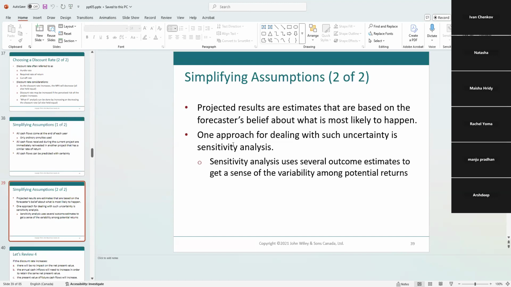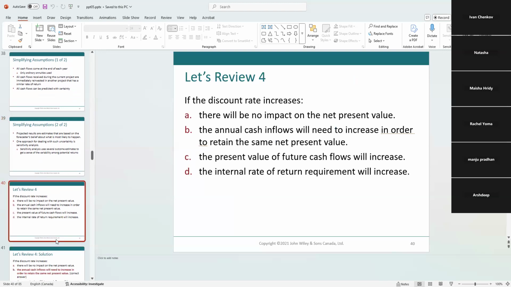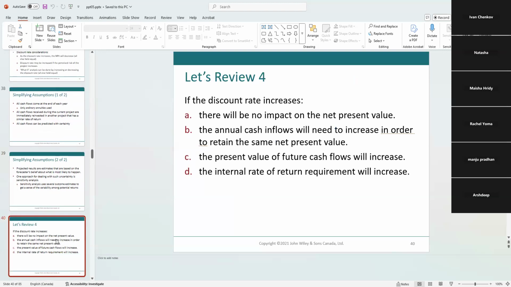How we deal with the uncertainty is by presenting a sensitivity analysis. In the sensitivity analysis, we use several outcomes for the estimates to get a sense of how risk averse you are and what the potential impact is on our project. It's the same thing that we did: what if we change the cash flow in a different direction? What's going to happen? So let's see how you respond to this question. What's going to happen if the discount rate increases?